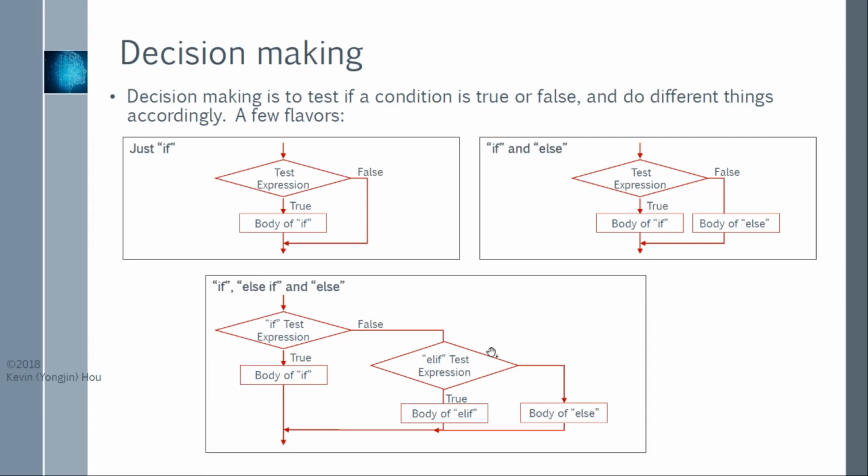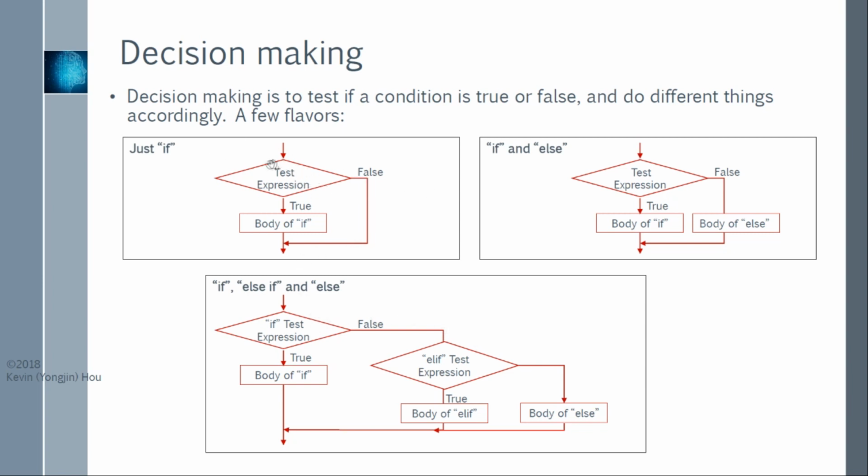Now let's move on to the next topic, decision making. In Python, decision making is to test if a condition holds or does not hold. In other words, if a test condition is true or false. So when it's true, do something. When it's false, do something different. There are a few different flavors of decision making. The first flavor, the simplest one, is the if block.